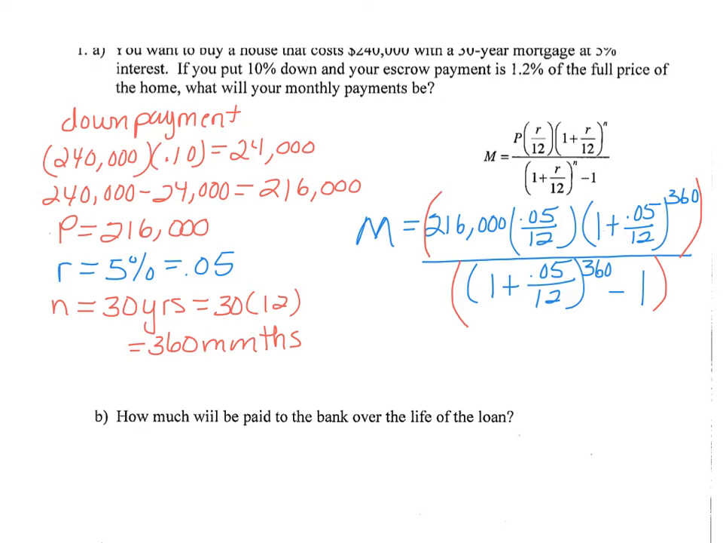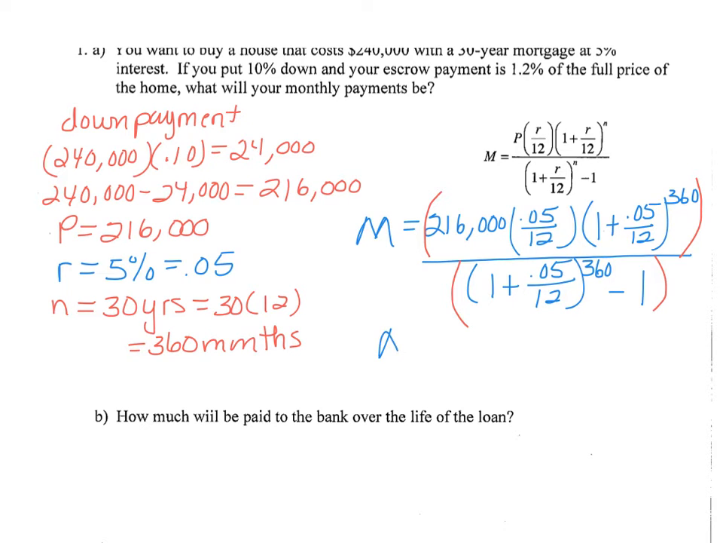Okay, so pause the video, take your time, plug it in, and actually come up with an amount you're going to be paying monthly. Now remember, we're talking about money. It didn't say where to round, so when it doesn't say where to round for money, you want to round to the nearest penny. So again, pause the video and come back and we'll compare our answers.